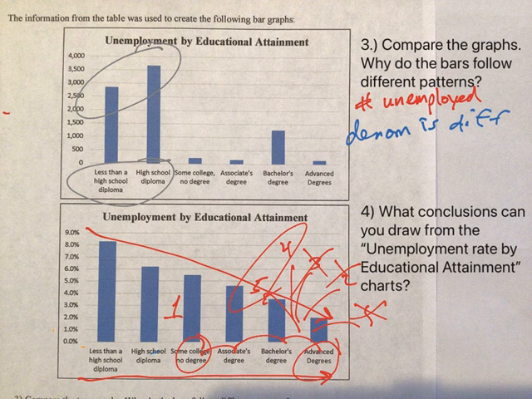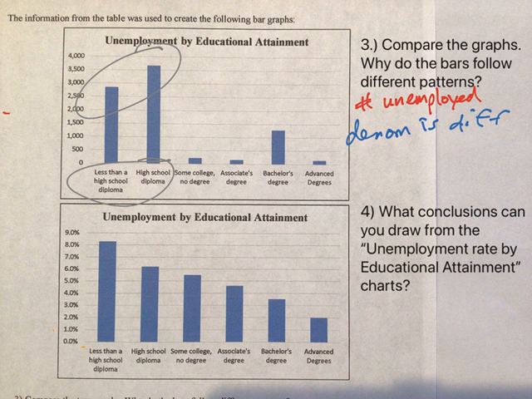That's possible. I'm guesstimating there, but it does show that the more education you have, the less, I don't want to say the less likely you are to be unemployed, but the unemployment rate does go down. Okay, and that's a little bit about ratios and unemployment rates.